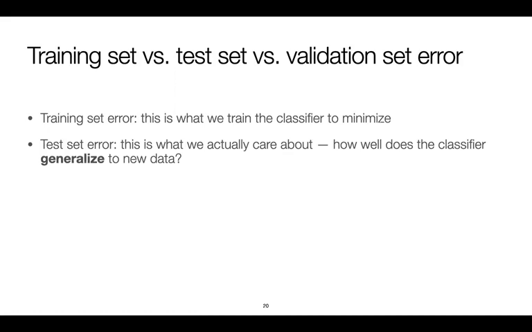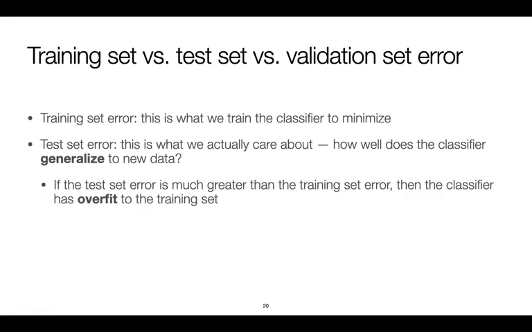The test set error, in some sense, is actually what we really care about. The test set error gives us an estimate of how well the classifier actually generalizes to new data. And the reason is because we didn't train or fit our model on the test set. Because we fit it on the training data, that can't tell us about generalization, but because we've never seen the test set when we were fitting the model, this will tell us something about generalization. And so this is what we end up really caring about.